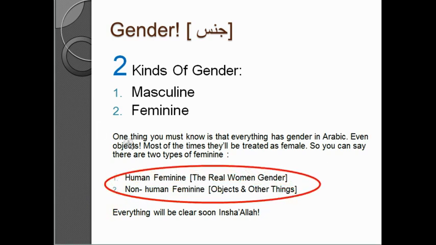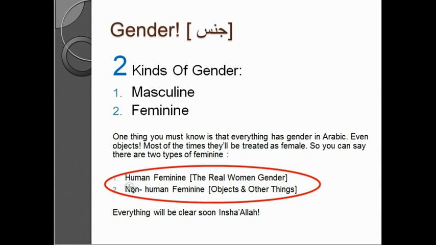One thing you must know is that everything has gender in Arabic. Just like I said, even a shoe has a gender in Arabic. Even objects, of course. Most of the time they'll be treated as female. Unless there is a specific reason for them to be male, you'll put all the objects as female. Okay? We'll treat them as a female word. So the things that are used for female, we will use for those too.